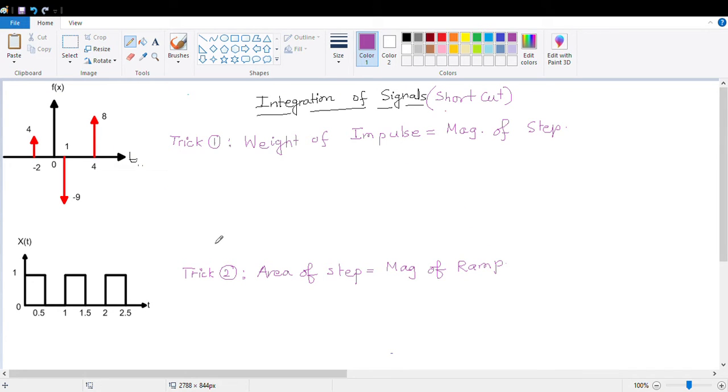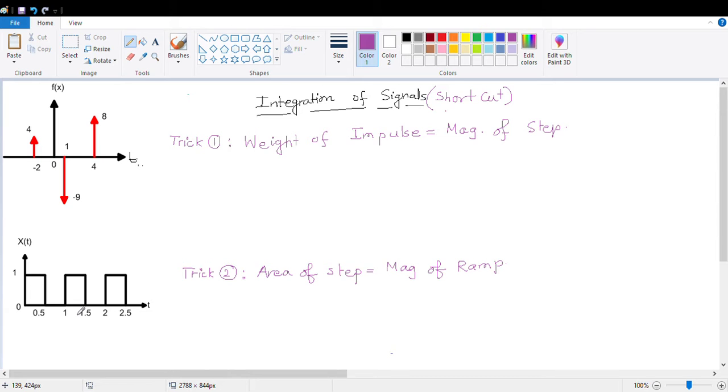Hello everyone. Now for these two signals, I would like to make you understand the shortcut trick. We know how to get the mathematical expression and how to get the integration of these two signals. Now, if you want to prepare for GATE, you need some shortcut tricks that will be beneficial for you, or for any competitive exams.